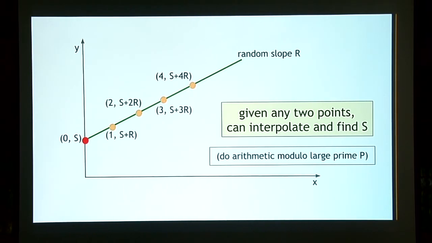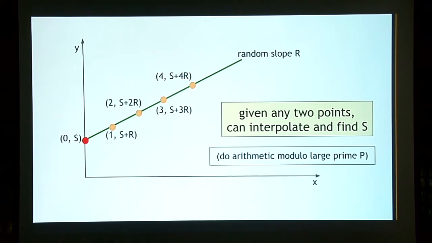But given just 1 point, you don't really know anything. Because if you have, say, this point, well, the line might be sloped like this, but equally likely it might be sloped like this. It could be sloped any way at all. And so given just this point, you don't really know anything about where this line might cross the y-axis, so you don't know anything about s.